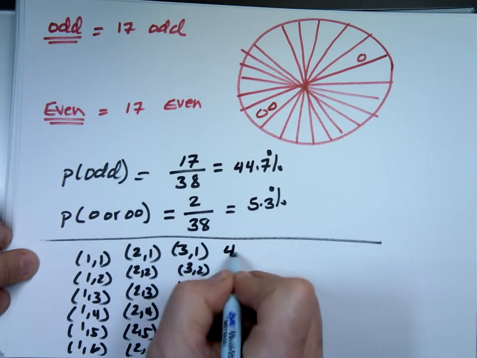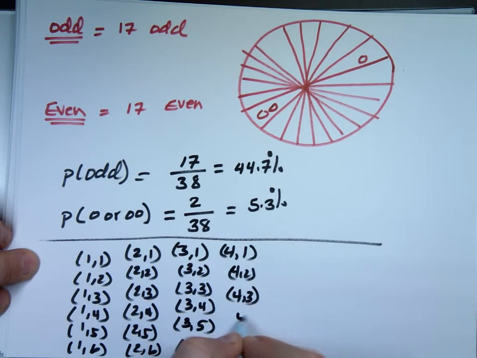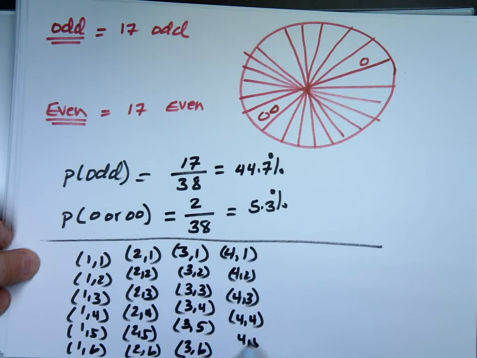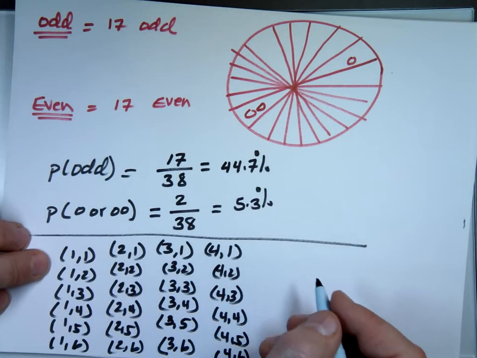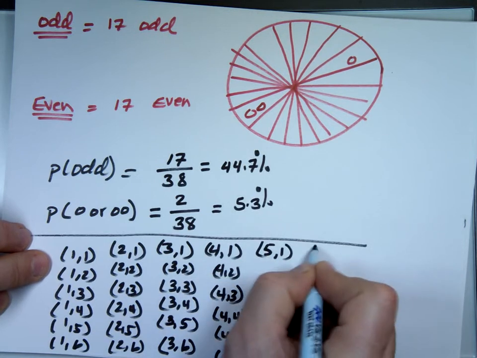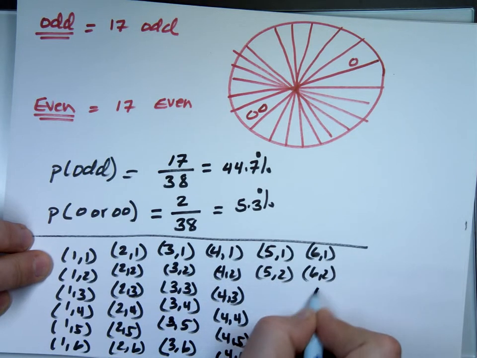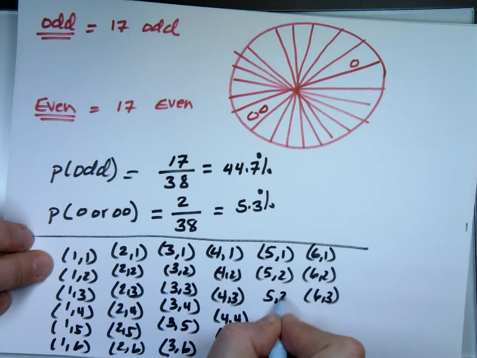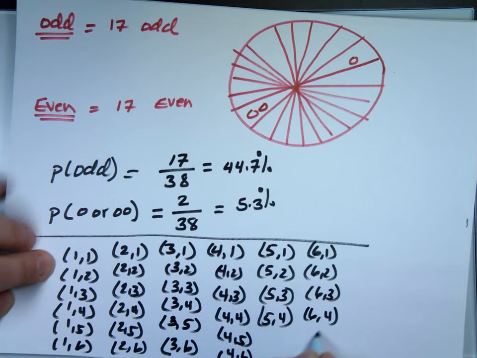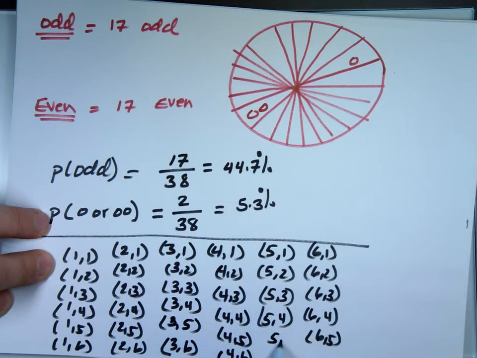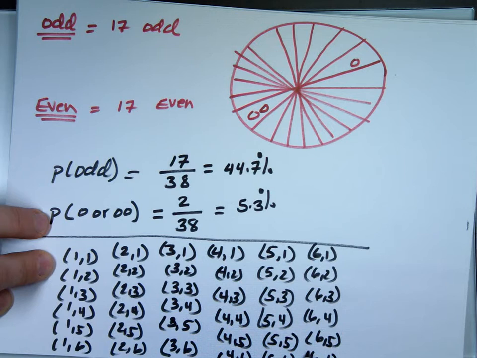4-1, 4-2. I'm getting tired of this. 4-3, 4-4, 4-5, 4-6. 5-1, almost done. 6-1, 5-2, 6-2, 6-3, 5-3, 5-4, 6-4, 6-5, 5-5, 5-6, and 6-6. You win if the sum is 7 or 11.